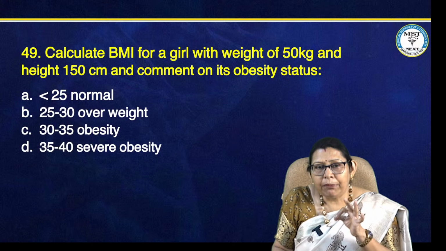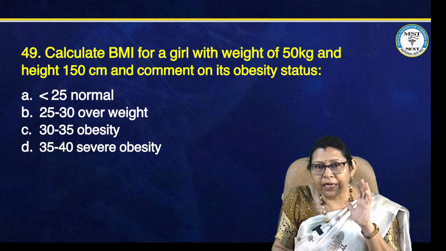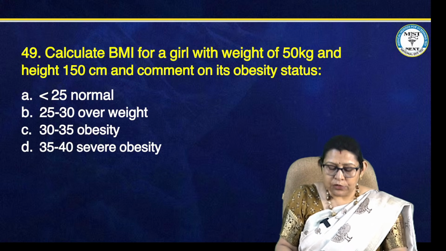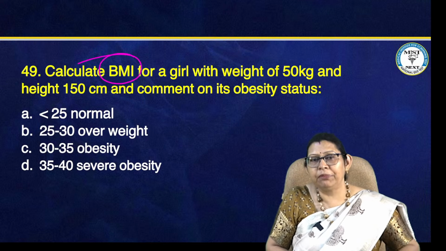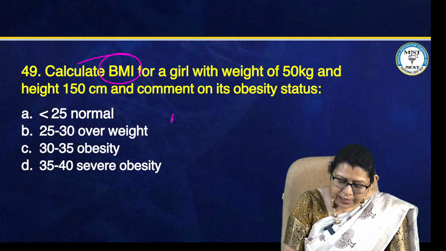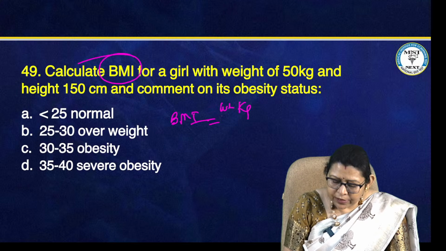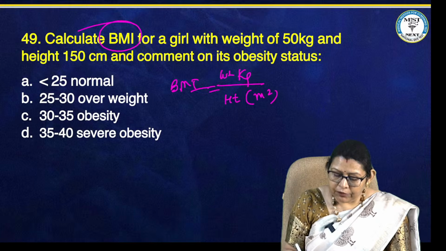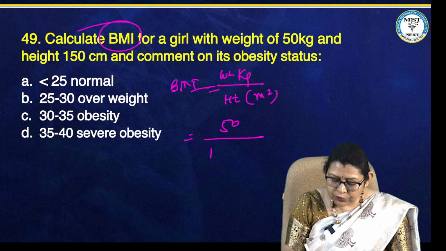Now calculate the BMI of a girl with a weight of 50 kg and height of 150 centimeters and comment on its obesity. So यहाँ पे सबसे पहले आपको दो क्वेश्चन पूछे हैं यहाँ पे. First you should be knowing the BMI and then you should be knowing the range of the BMI. BMI का फॉर्मूला क्या है? It is weight in kilograms divided by height in meter square. Weight कितना है? 50 kg. Height दिया है सेंटीमीटर्स में, so convert into meters, that is 1.5 into 1.5.